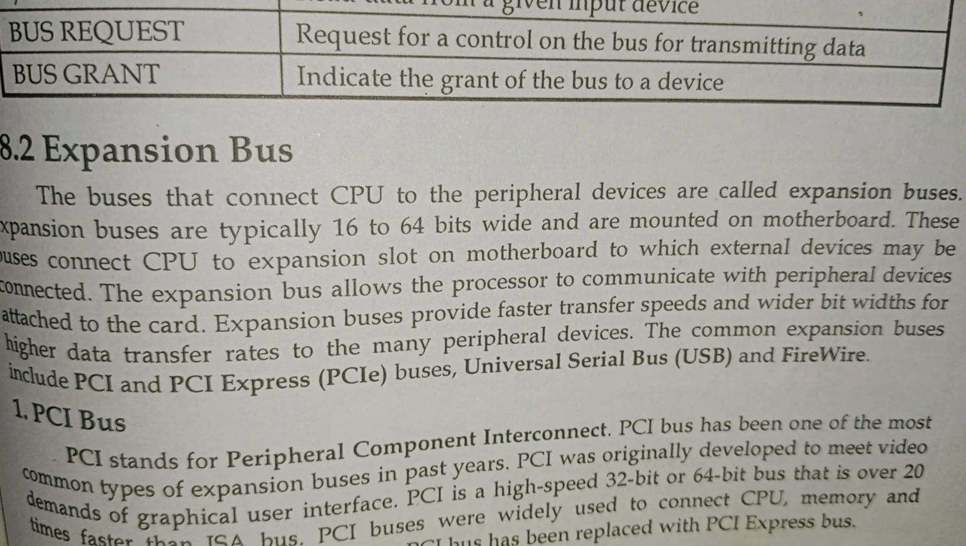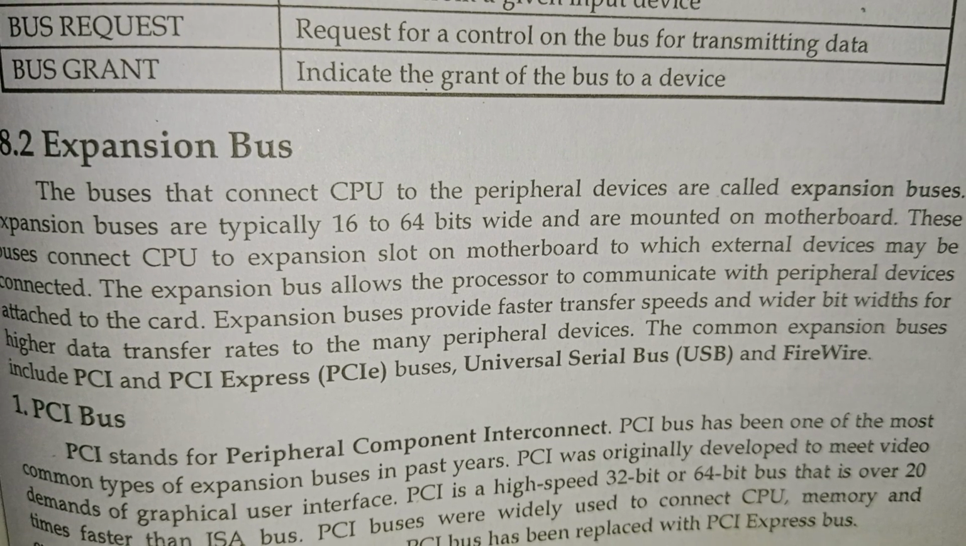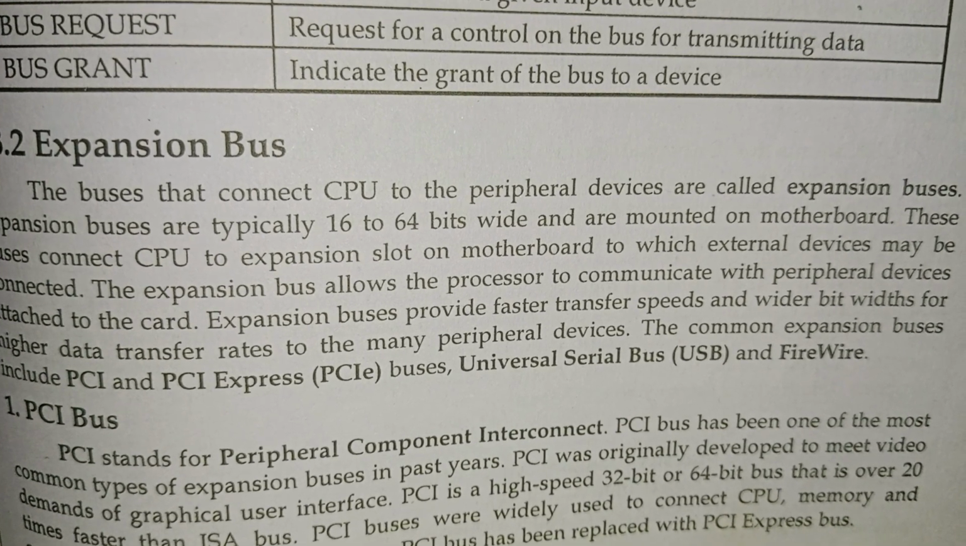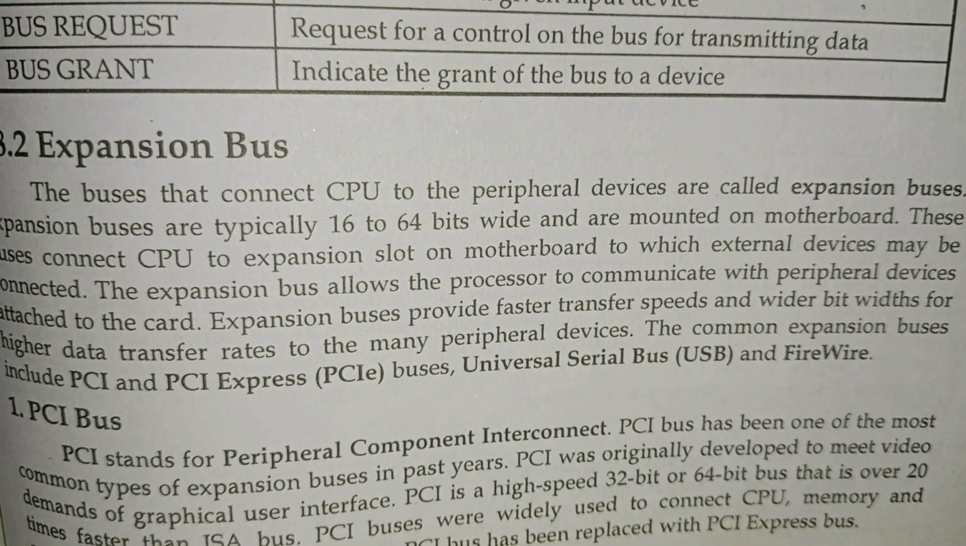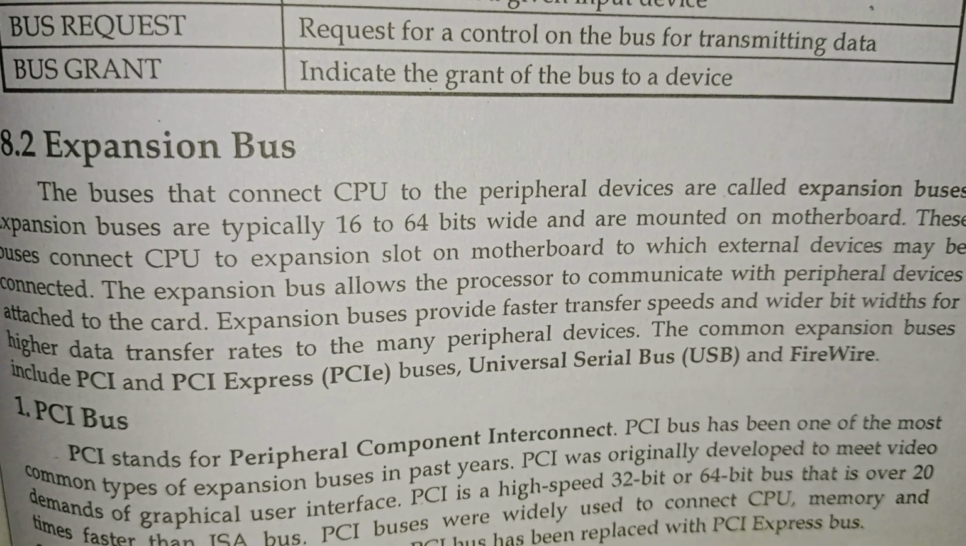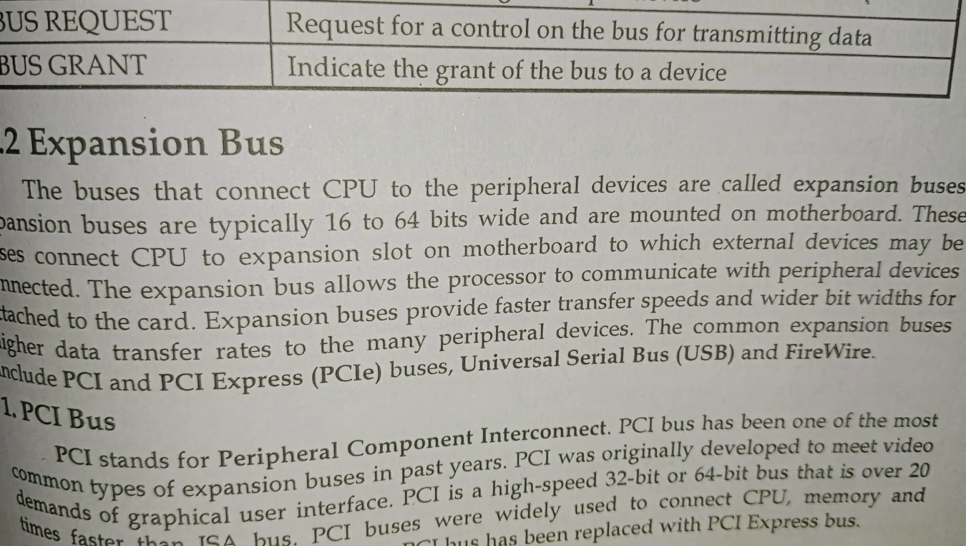Expansion buses provide faster transfer speeds and wider bit widths, or higher data transfer rates, to the many parallel devices. The common expansion buses include PCI and PCI Express buses, universal serial bus, and FireWire.